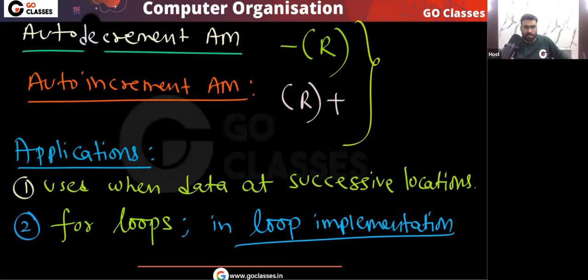The same thing I am writing here. So remember, it's not just for loop, it means loops. So in loop implementation, you can see this is used for loops. You can use it for while loop also. You can use it for any loop. So basically, in the loop implementation, you can use it. That's it. This is your chapter.